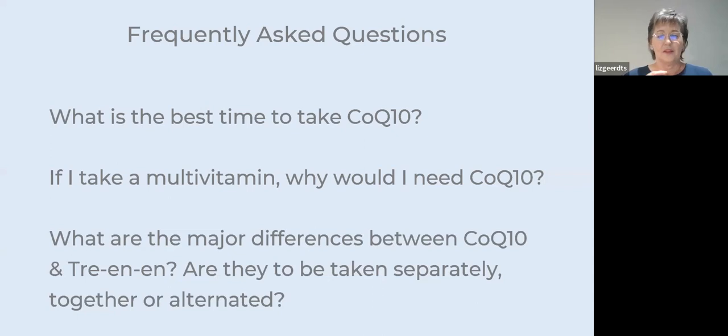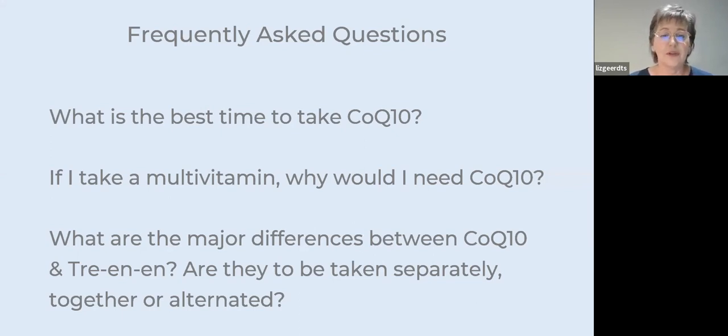So the difference between these two products is that treanin is an enabler. It actually works on the structure and the function of the cell membrane to enable nutrients like CoQ10, plus all others, to get into the cell and do what they have to do. So while they sound similar, because they're both energy linked in our minds, one is very specifically different from the other in where it actually works in the energy production process.